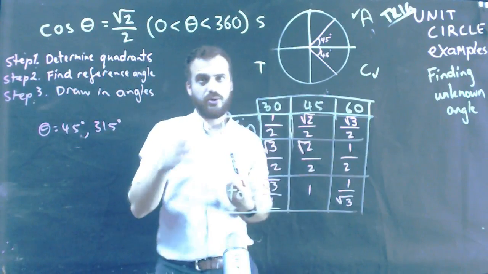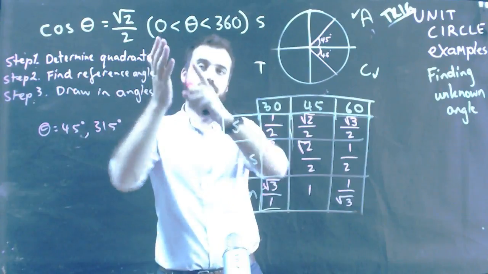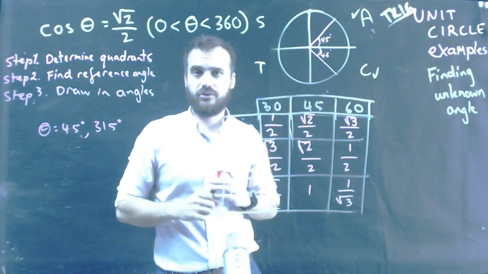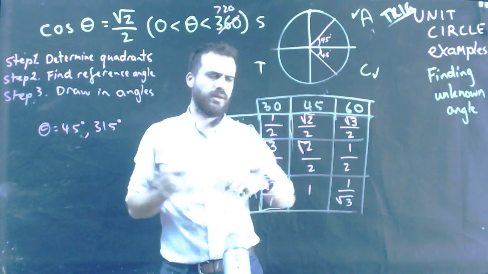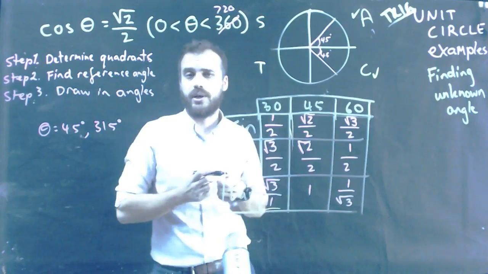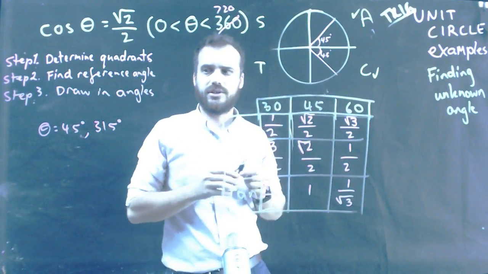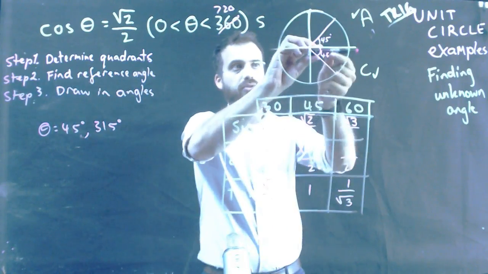So this particular question has two answers. Cosine theta equals root 2 on 2 between 0 and 360, then theta can be 45 or 315. I'm going to alter the question just slightly before I go. Between 0 and 720, that's 2 rotations, but everything else is still the same. So there's going to be 4 answers here.